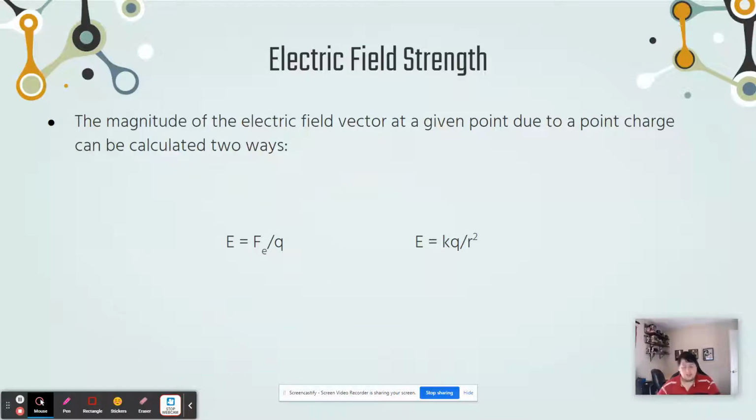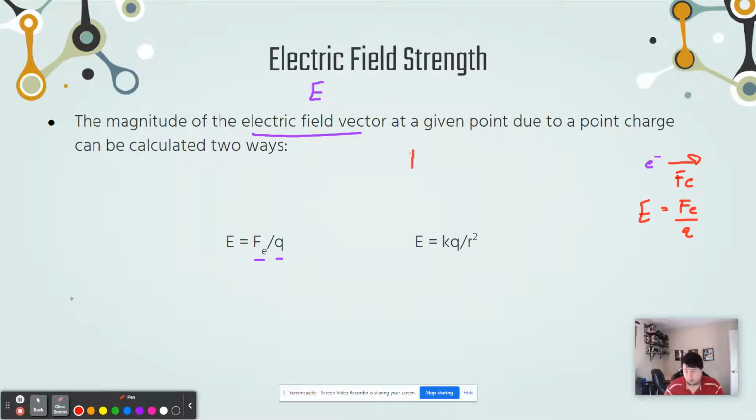Let's talk about how to actually calculate that strength. So the magnitude of the electric field vector, the strength of the electric field, is given the symbol E at any point, and it can be calculated either one of two ways. You can either calculate it by taking the electrical force on an object and dividing by its charge. So if I know that I have an electron here and it's experiencing some force this way, I could calculate the electrical field strength at that particular point by taking the force and dividing by the charge there.